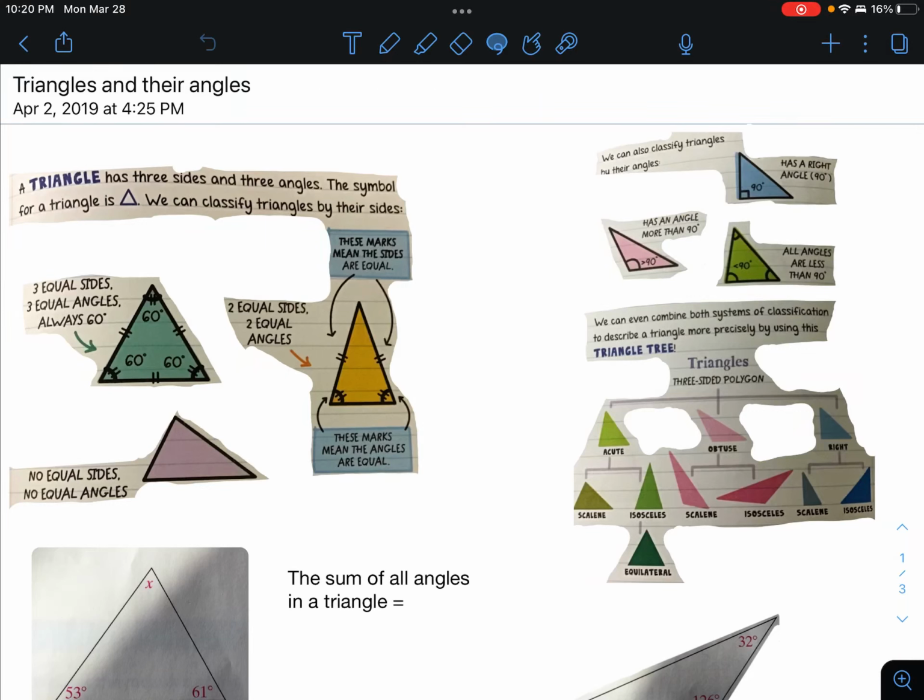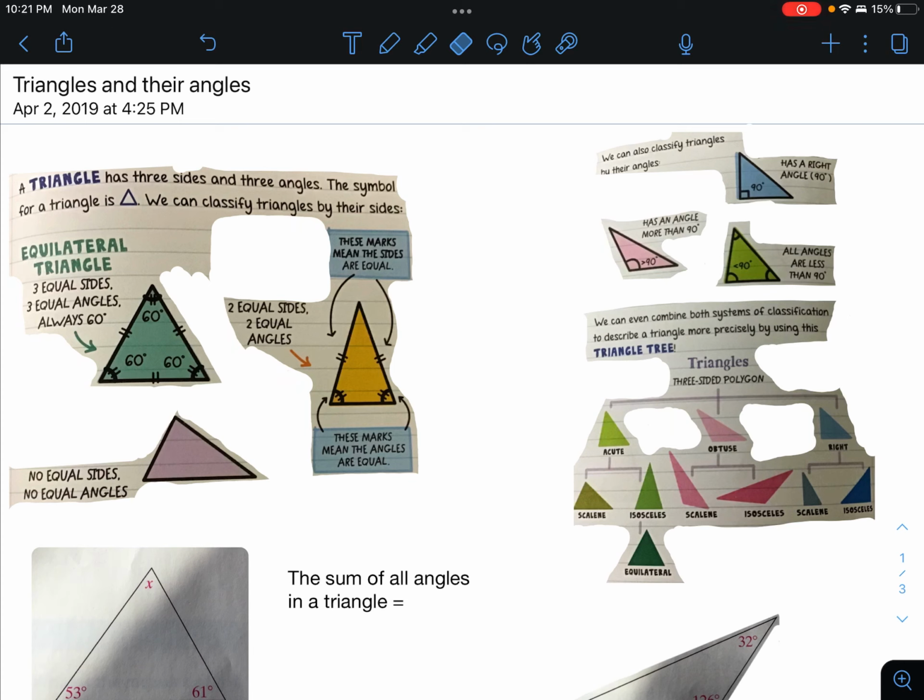Alright, here we're going to look at triangles and different types of triangles. So first, triangles have 3 sides and 3 angles. All angles should add up to 180 degrees. Okay, the first one, you've got 3 equal sides, 3 equal angles, always 60 degrees. That's going to be an equilateral triangle. It always has equal sides and equal angles.